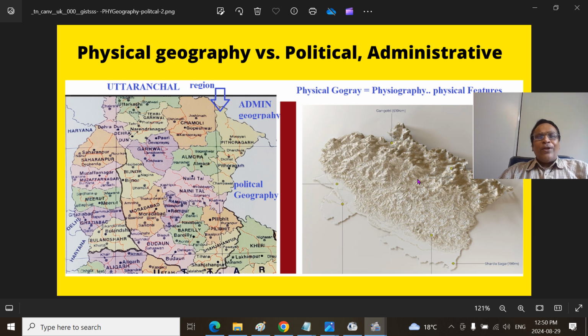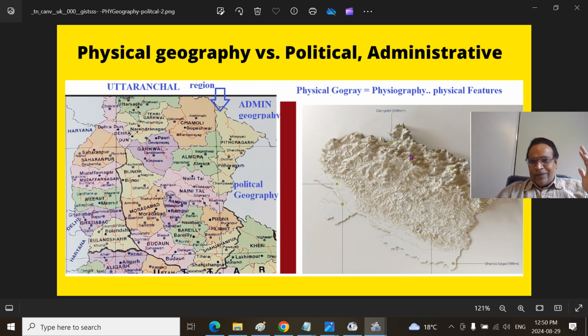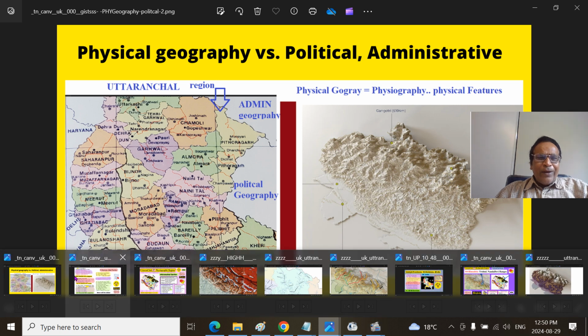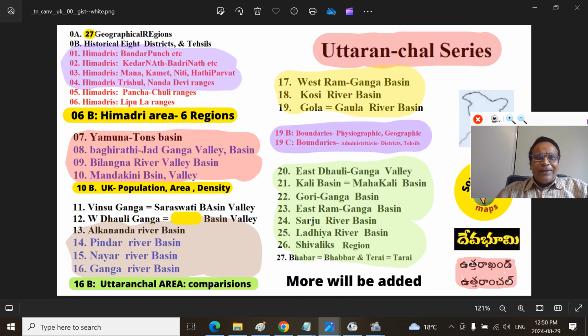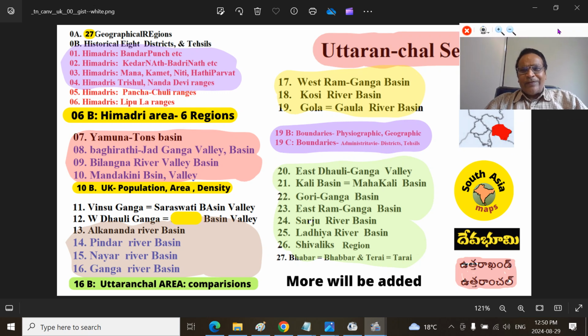So when you understand this terrain, the physical nature of the land, Bhumata, Bharat Mata, you will get a deeper understanding of the society, culture, economy, polity, all those things. Mitrana, we are looking at our Uttaranchal series. I have opened this Uttaranchal series for you, Devabhumi, and this is part 4, that is the Trishul mountains, Nanda Devi ranges, Nanda ranges, Dronagiri.